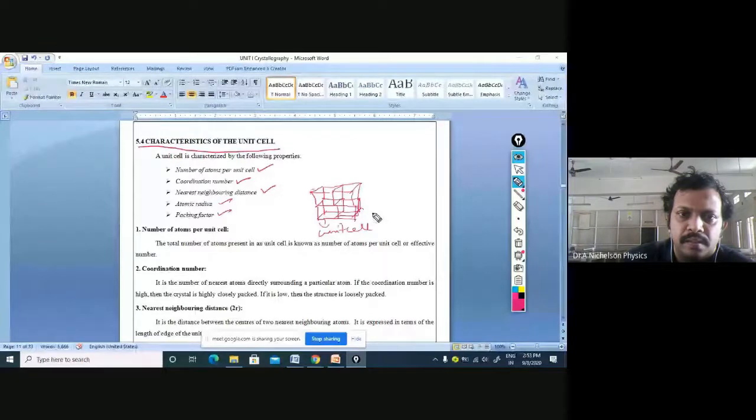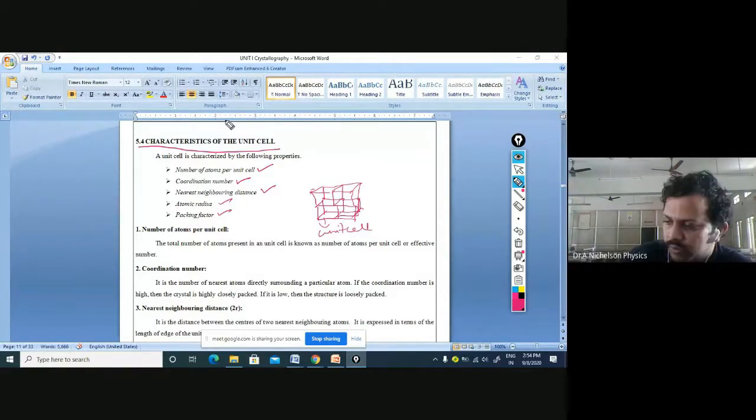Okay, so if you imagine millions and millions of atoms, finally you will get a complete crystal structure. So you can just consider only one unit cell. In that unit cell, what are the characteristics you can study? That's what I have said here. This is the number of atoms per unit cell. So how many atoms are present in that unit cell?